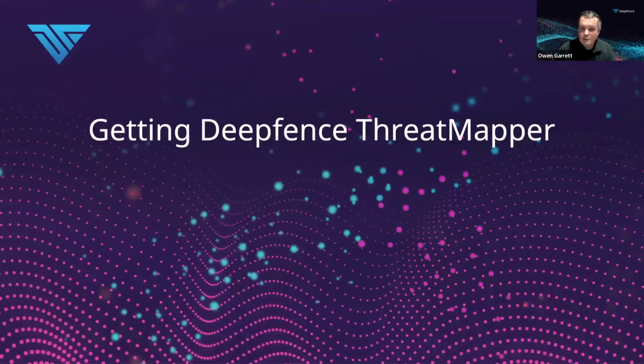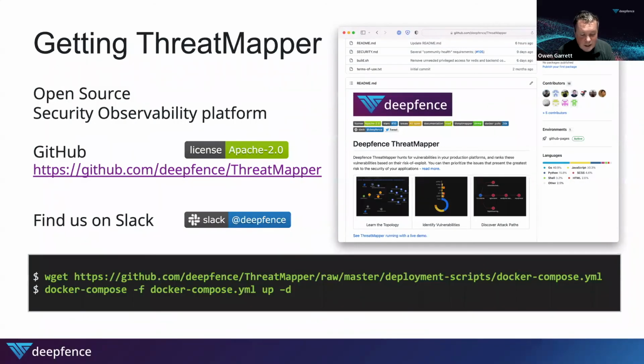If you want to get started with ThreatMapper, as you've seen, installation is very quick and straightforward. You'll find what you need on GitHub, Deepfence/ThreatMapper, completely open source, Apache licensed, and we'd be very happy to provide you with help and support on Slack, through GitHub issues, or other means. So getting up and running with ThreatMapper and finding vulnerabilities in your applications in production is very, very quick and easy to get going with.